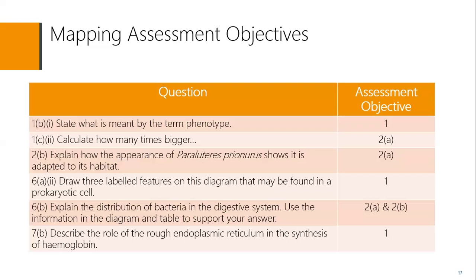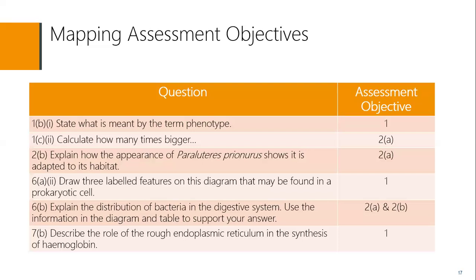Explain how the appearance of, I won't try and pronounce it, shows it is adapted to its habitat. Now, it's a bit more difficult when you haven't got the whole question, but this will be a diagram or a picture of this particular organism and some information about the habitat. So it is using biological understanding of adaptation and applying it to the information provided to them in the exam. So this makes it 2A.